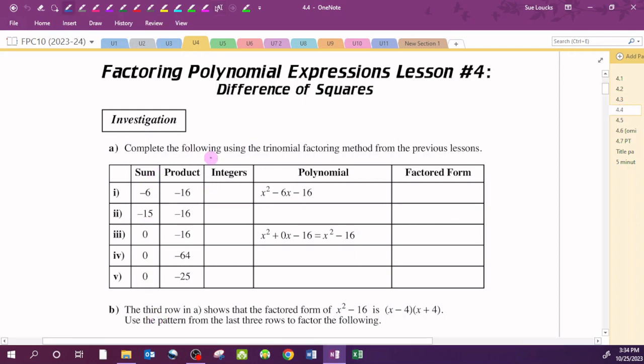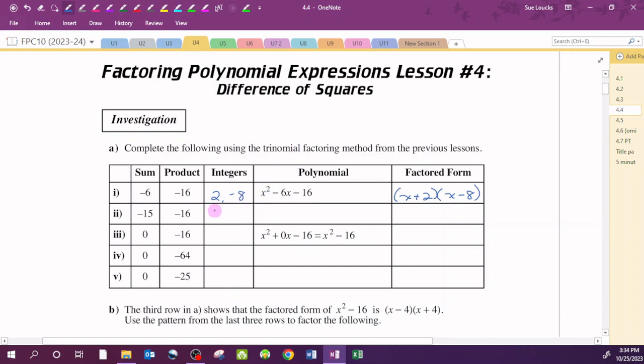So if we have a sum of -6 and a product of -16, the numbers that get us that are 2 and -8. So the polynomial there is x squared minus 6x minus 16. And when I factor that, it becomes x plus 2 times x minus 8. Not really sure what the point is. Oh, I guess the first two are just practice.